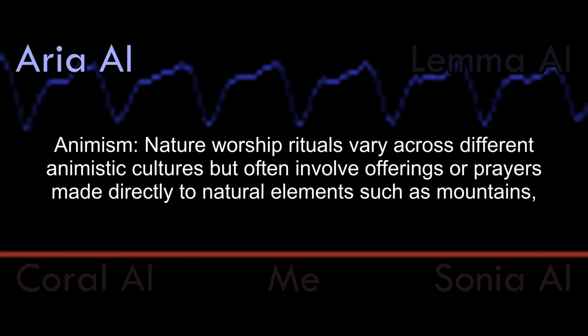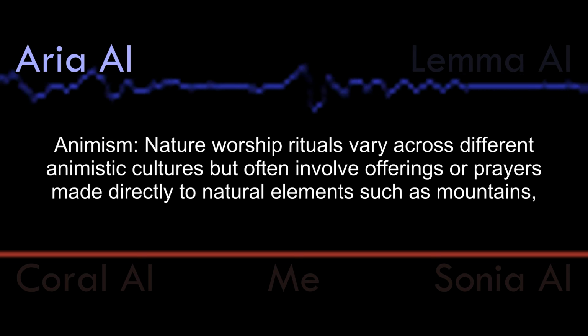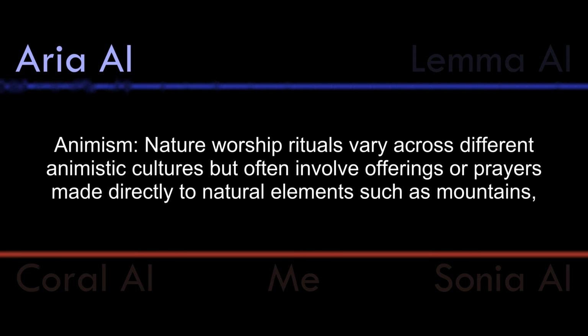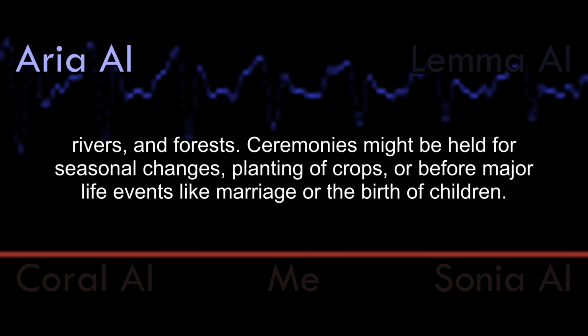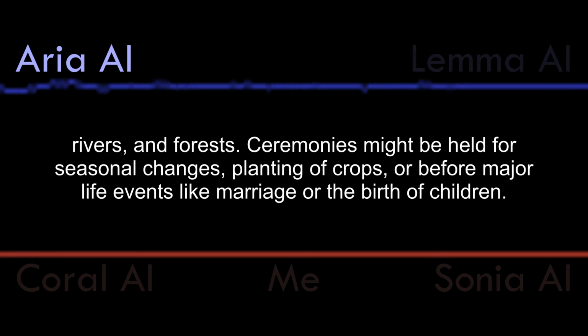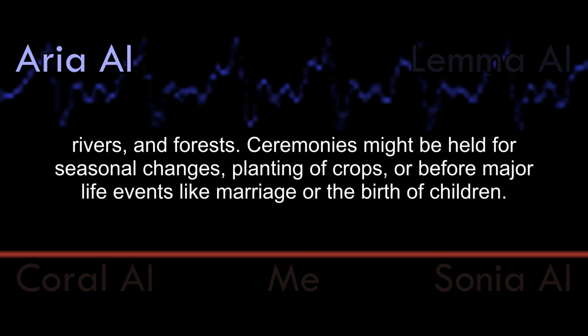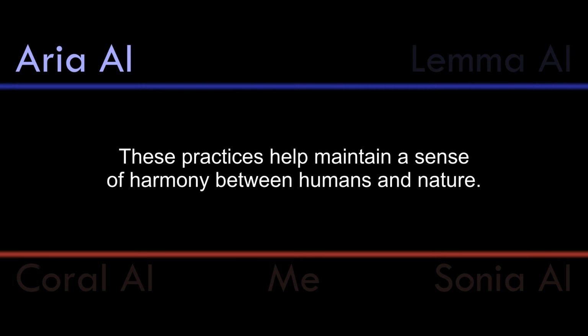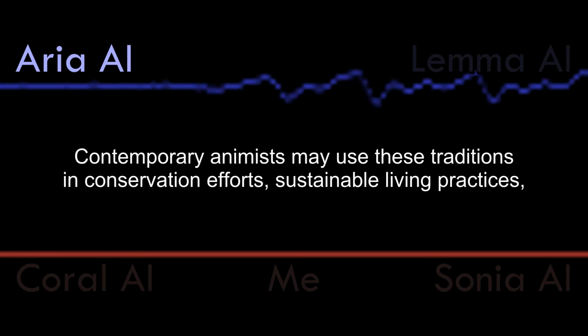Animism, nature worship rituals vary across different animistic cultures but often involve offerings or prayers made directly to natural elements such as mountains, rivers, and forests. Ceremonies might be held for seasonal changes, planting of crops, or before major life events like marriage or the birth of children. These practices help maintain a sense of harmony between humans and nature.